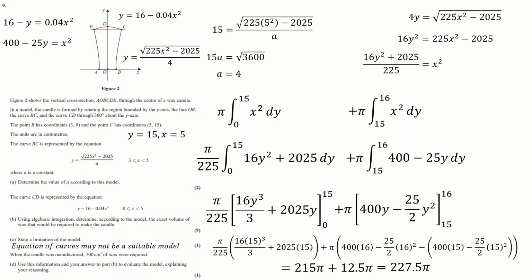When the candle was manufactured, 700 centimeters cubed were used. So okay, type this into a calculator and you get this. You're only 15 out or so, the model seems pretty good, and you can just say that.